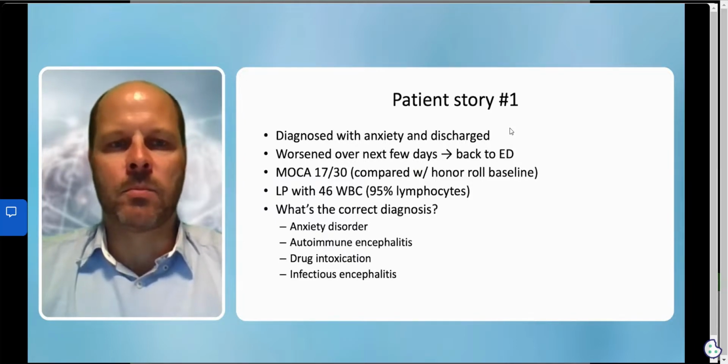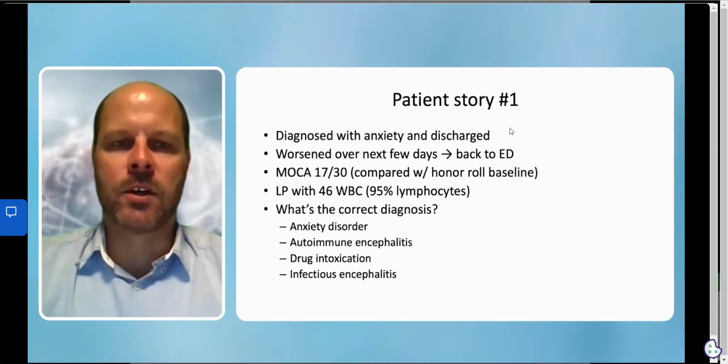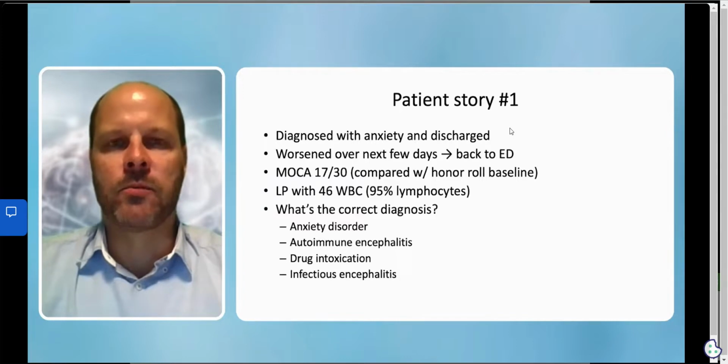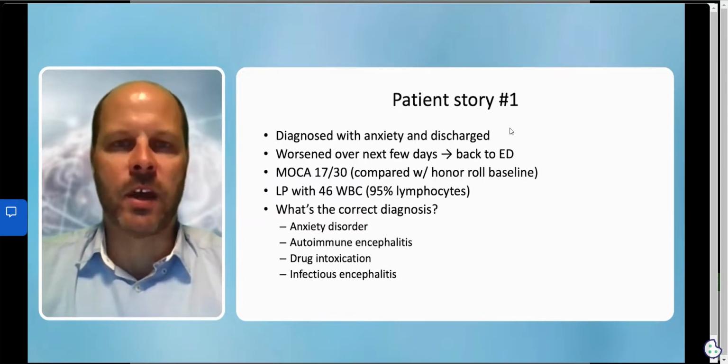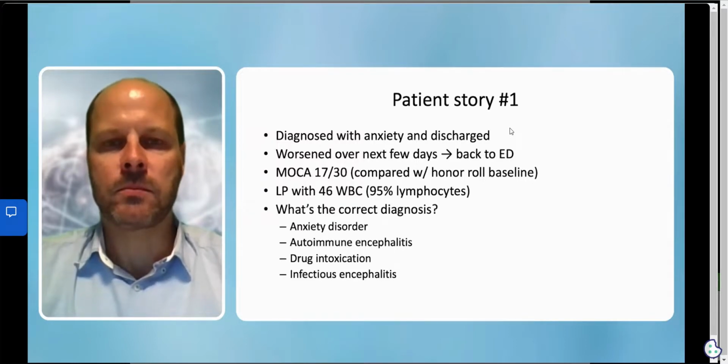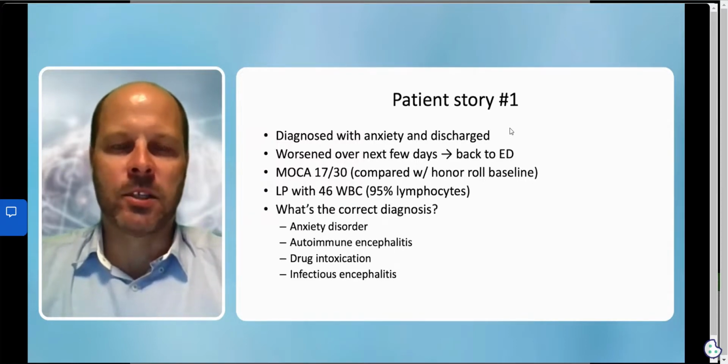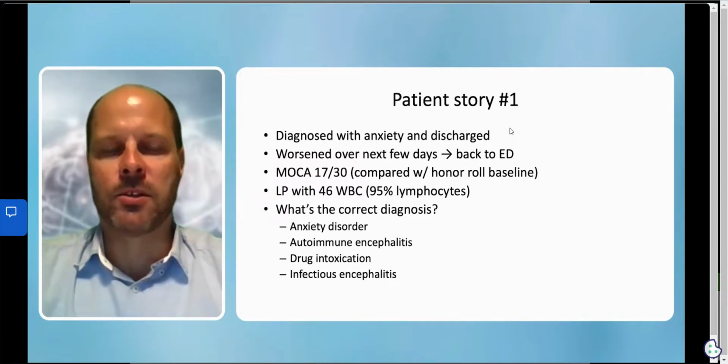With the progressive worsening, as well as the evidence of cognitive dysfunction, a lumbar puncture was performed and had 46 white blood cells, of which 95% were lymphocytes. So we'll go back to the question, what's the correct diagnosis? Is it 1, anxiety disorder? It seems very unlikely now, particularly in the setting of the lumbar puncture results.